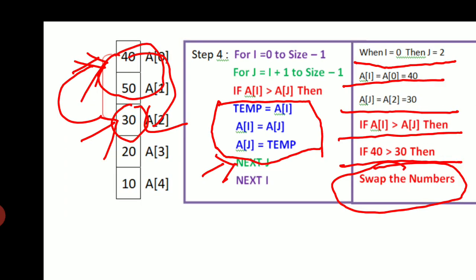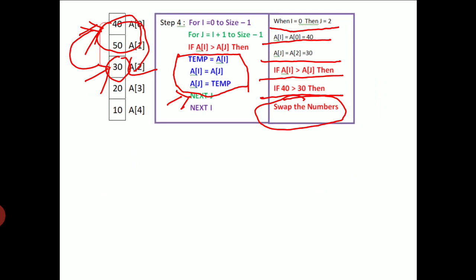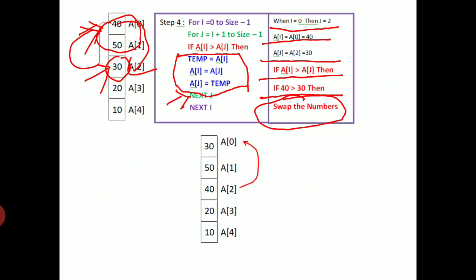And what will be the output for this? See, it will be like this, isn't it? See, this is the output. What happens now? Now 30 has gone to a of 0 and 40, which was stored in a of 0 before this step, has now come to a of 2. You got this technique? The lowest value will go to the upper part. Their locations are swapped.